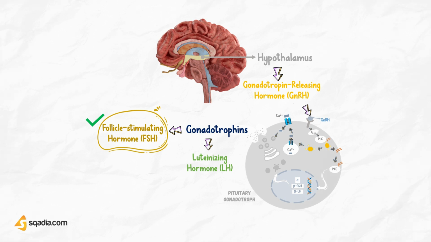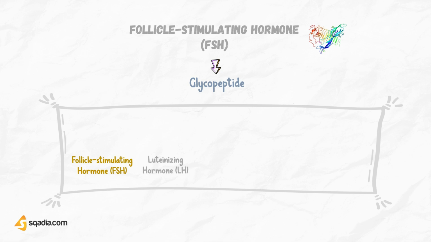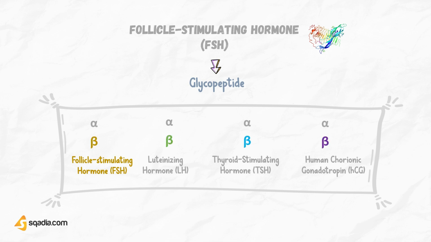Well, follicle-stimulating hormone is a glycopeptide, and structurally it is quite similar to luteinizing hormone, or LH, thyroid-stimulating hormone, or TSH, and human chorionic gonadotropin, or HCG. All of these consist of two polypeptide units, alpha and beta subunits, that are required for biological activity. All of these four hormones have a similar alpha subunit, having 92 amino acids. But what makes them different is the beta subunit that is unique for each of them.